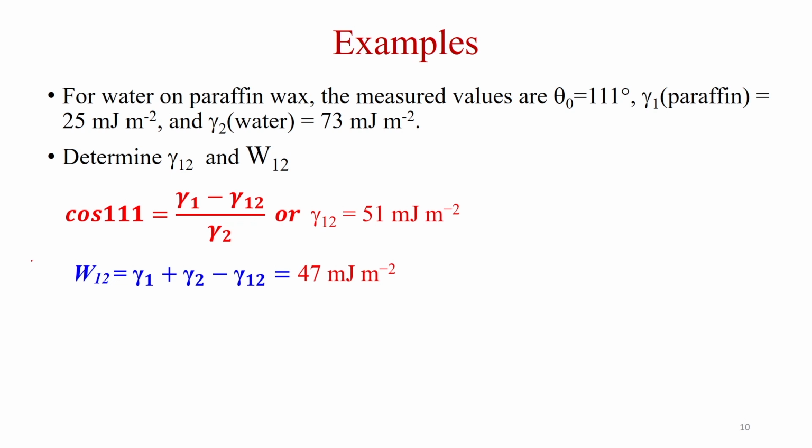So, I will discuss a few examples here. First, let us say you have a paraffin wax and you are measuring the contact angle of water; the contact angle you are measuring is 111. It means, as expected, it is a hydrophobic surface, since the contact angle is more than 90.